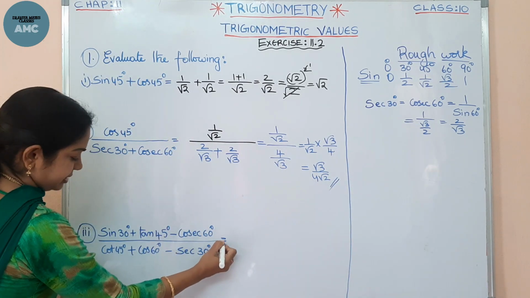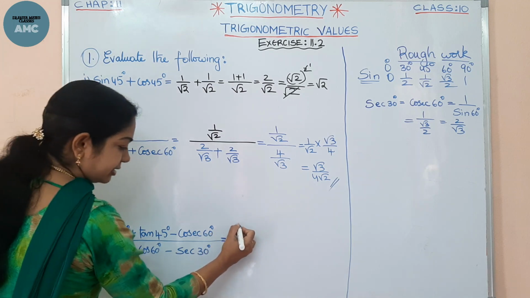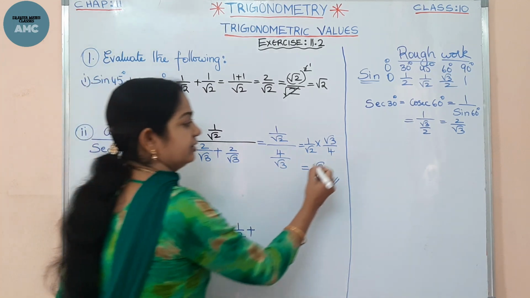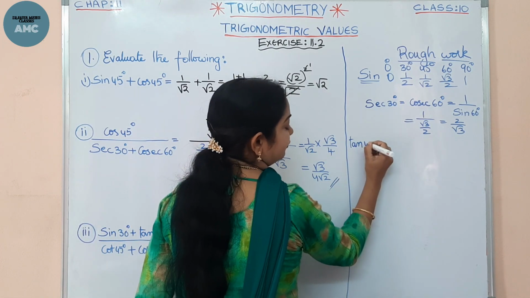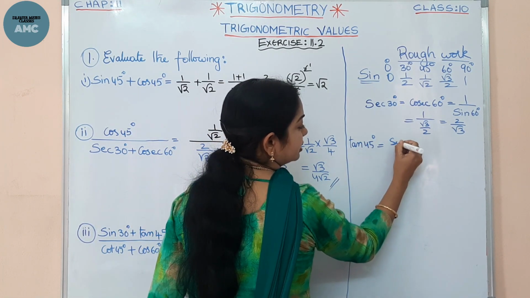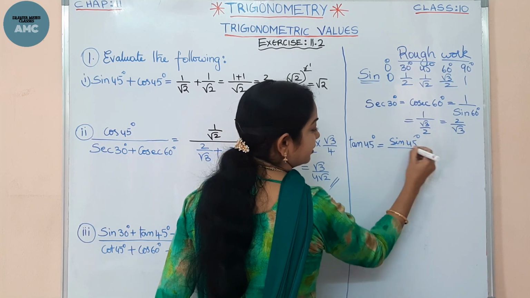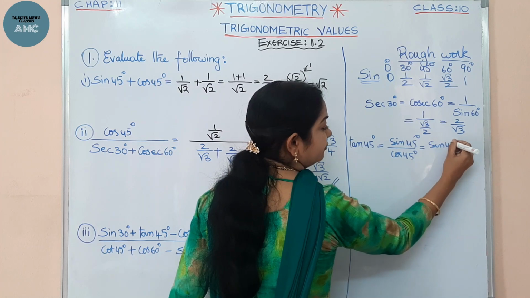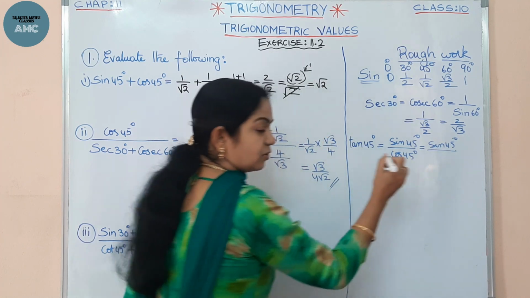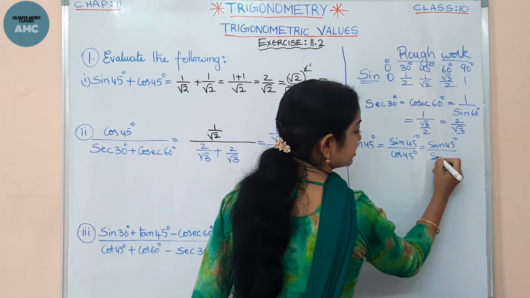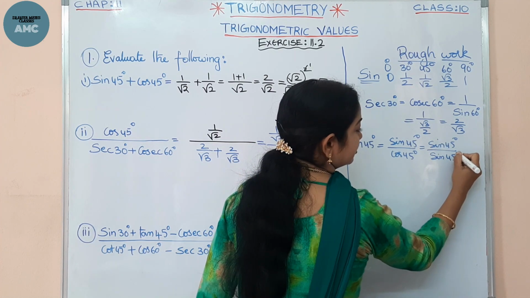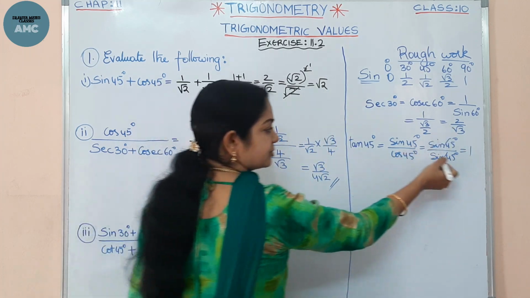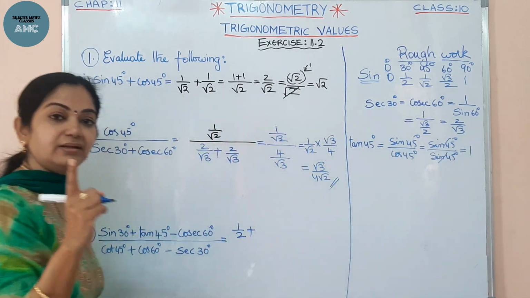Now the third part, see here, sine 30. I know the sine 30 value, 1 by 2, plus tan 45. So tan 45 is equal to sine 45 by cos 45. Now what is the complementary for cos? It is again sine. So sine 45 by sine 45 comes to 1. No need of substituting 1 by root 2, 1 by root 2, that comes to 1. So tan 45 is clearly 1.